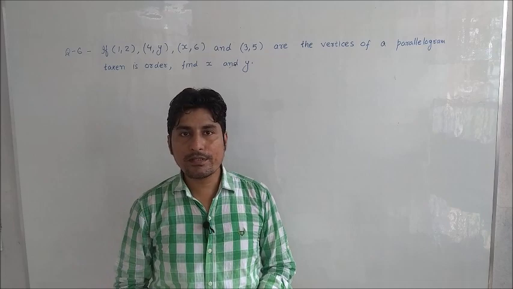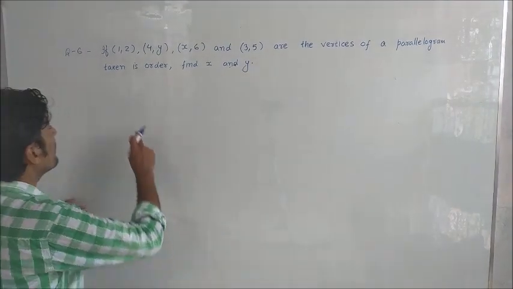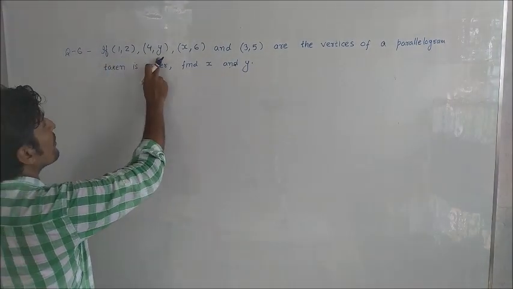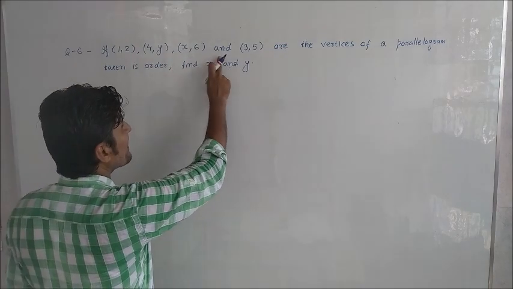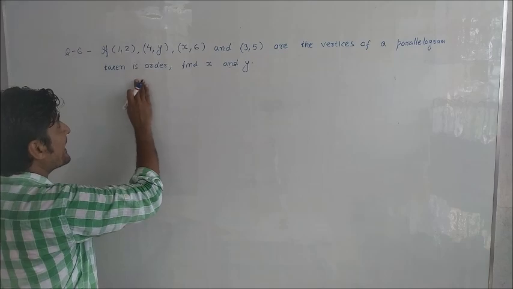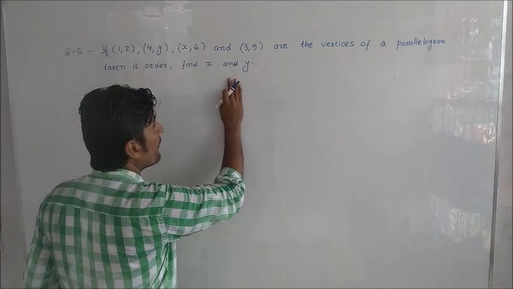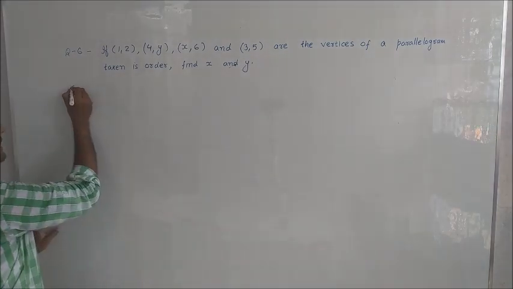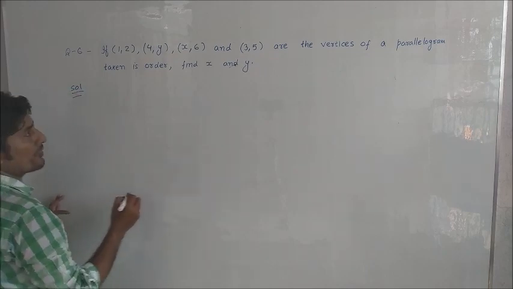Now let us see question number 6 of the same exercise. If (1, 2), (4, y), (x, 6) and (3, 5) are the vertices of a parallelogram taken in order, find the value of x and y. So let us see the solution of this question.